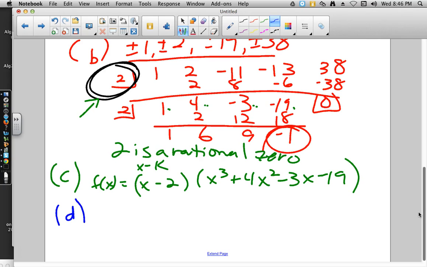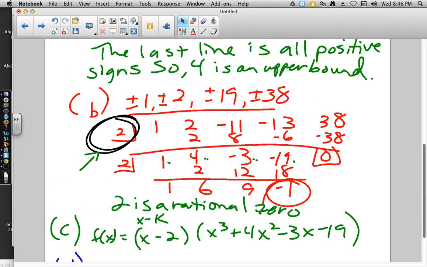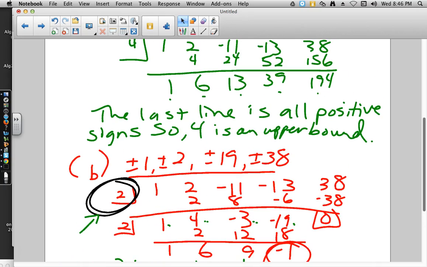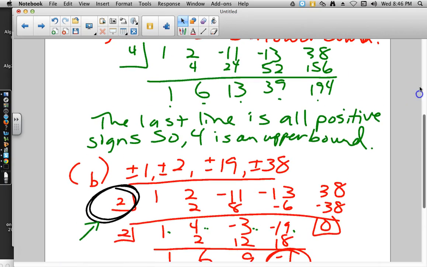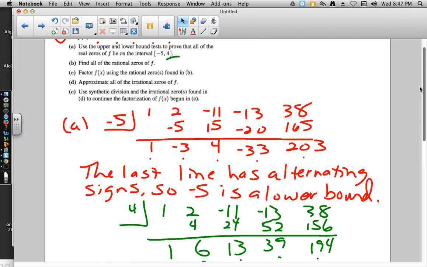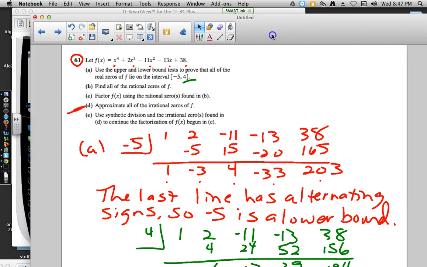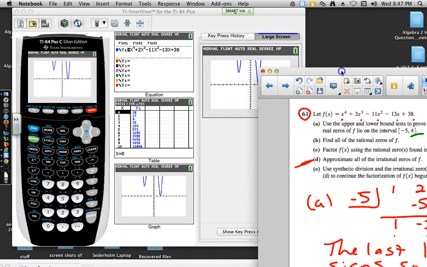So what we have to do is use a graphing calculator because we can't factor x cubed plus 4x squared minus 3x minus 19. The only tools we have in our toolbox for that right now are going to be factoring by grouping, and that one is not factorable by grouping. So as we go back up here and take a look at D, it says approximate. Approximate. That's a big clue there. All of the irrational zeros of F. That other one's not rational, or we would have been able to find it.